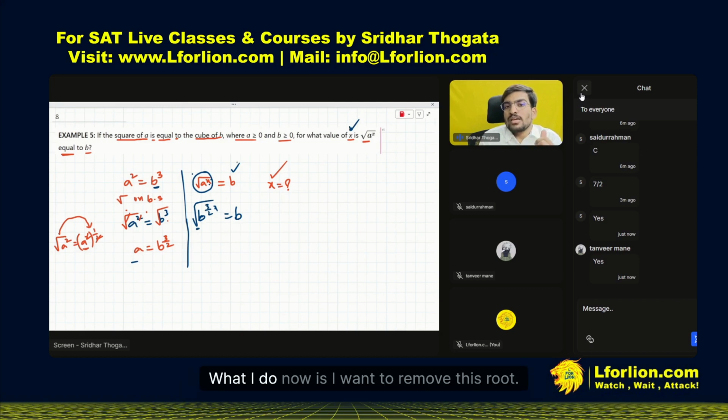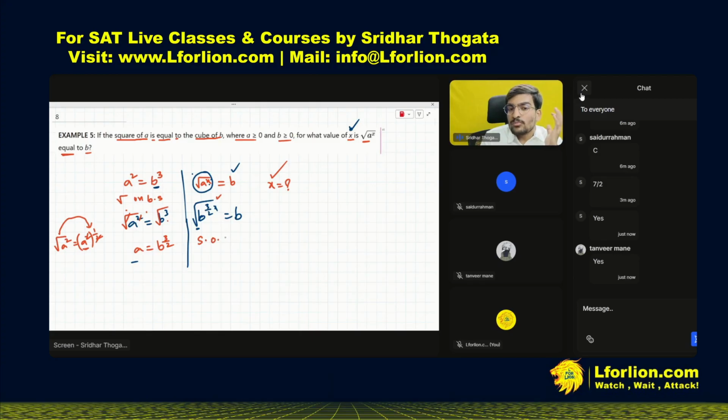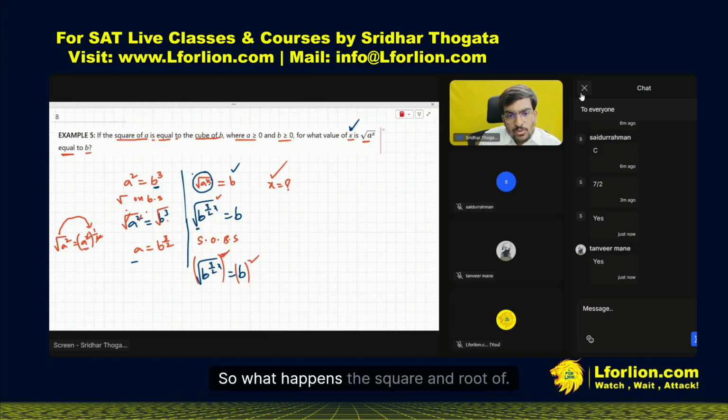So I'm trying to match the bases. To match that, I want to remove this root. How can I remove it? By squaring on both sides. So if I do squaring on both sides, for this part, I'm just going to square it. Square, whole square on both sides. So what happens? The square and root cancel, so we ended up with b raised to the power of 3 by 2x that equals b raised to the power of 2. Now bases are equal.